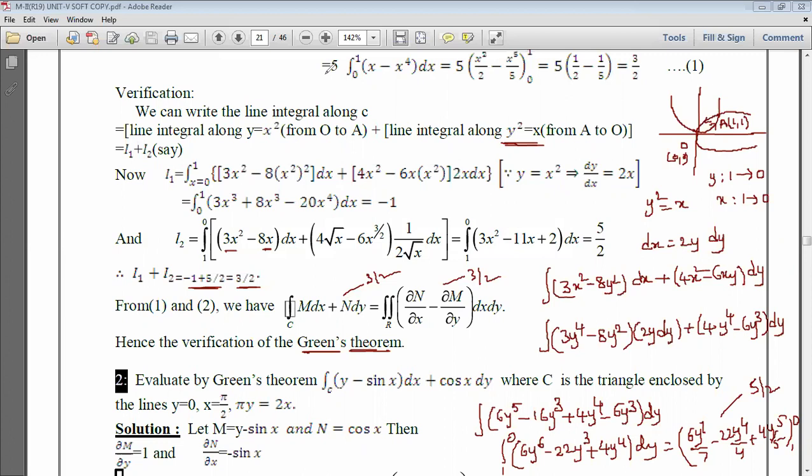So verification is nothing but two things you need to do. One is the left hand side integral m dx plus n dy, and the right side double integral dou n by dou x minus dou m by dou y dx dy. Both you need to do. Then if both are equal, only then we say that it is verified.